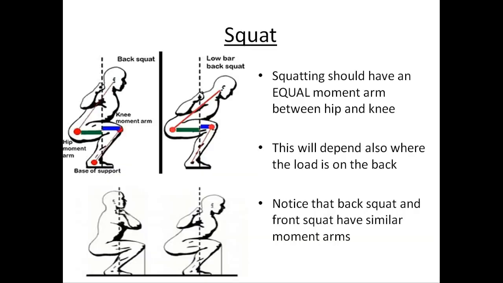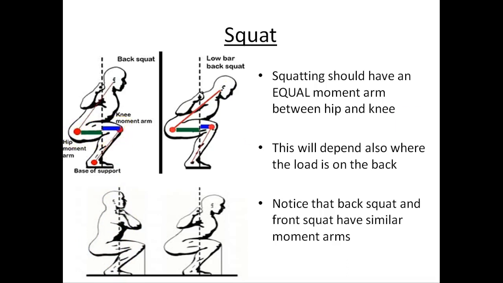So in the squat, it depends where you place the load, but you roughly want an equal distance between the moment arm of the knee and the hip, particularly on a back squat. If you're changing it to a low bar back squat, that's going to change the effort, and if you're doing a front squat here, again, that's going to change the effort, but the moment arm should be roughly the same.